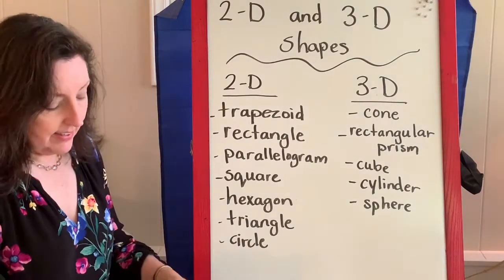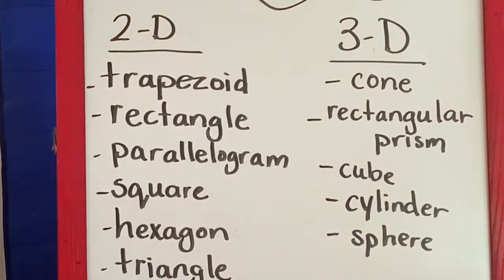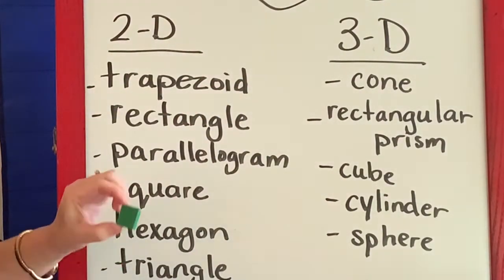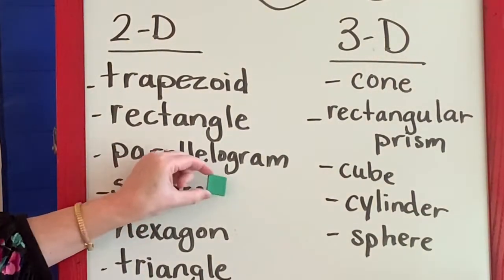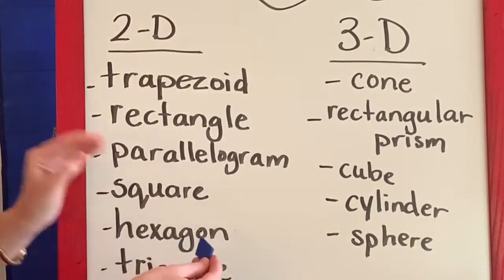All right, let's see. I had shown you the 2D shape of the trapezoid. I don't have a lot of these solid 2D shapes, and then that's the square. Here I found a parallelogram.